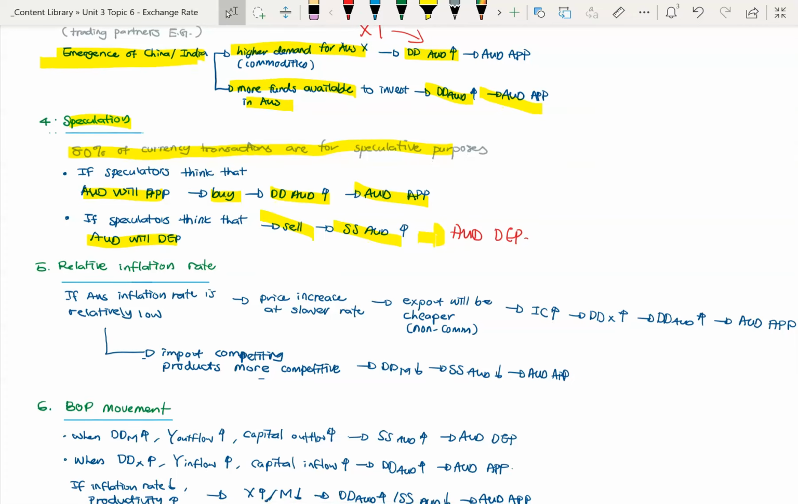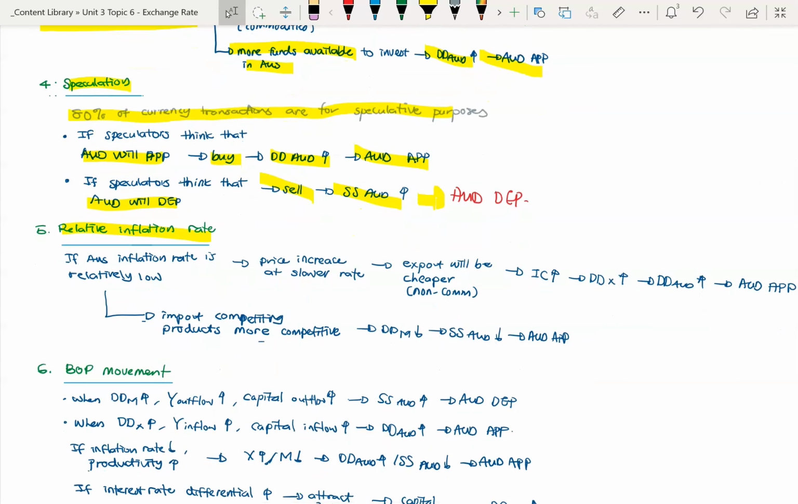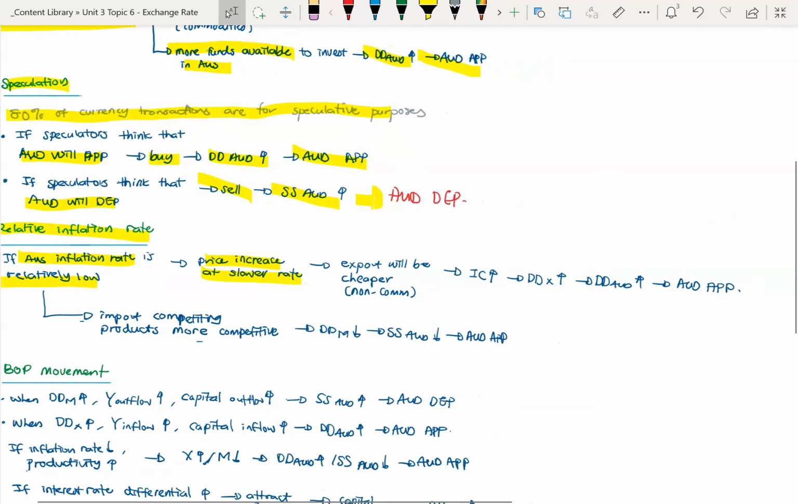Okay. Point number 5. Relative inflation rate. This one is about Australian inflation rate. So if Australian inflation rate is relatively low, the price of Australian goods and services would increase at a slower rate. Okay, still increase. Don't say inflation rate is low so price will reduce. No, price would still increase but at a slower rate. Then of course your export will be relatively cheaper. If you are comparing to inflation rate in other countries, your inflation rate is lower, then the price of your product would at some point be relatively cheaper.